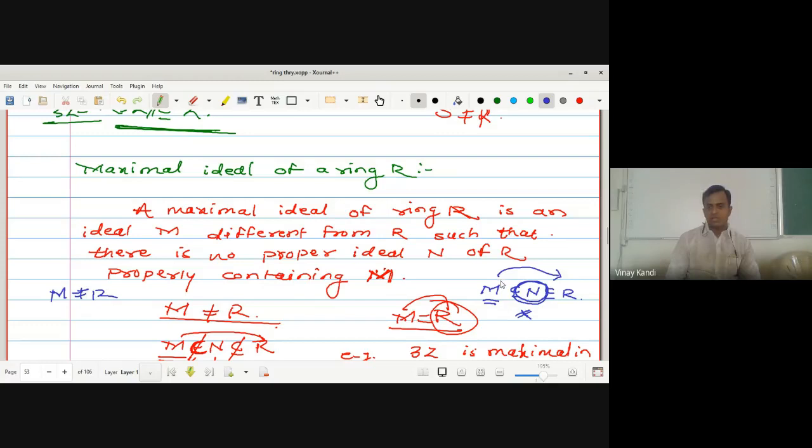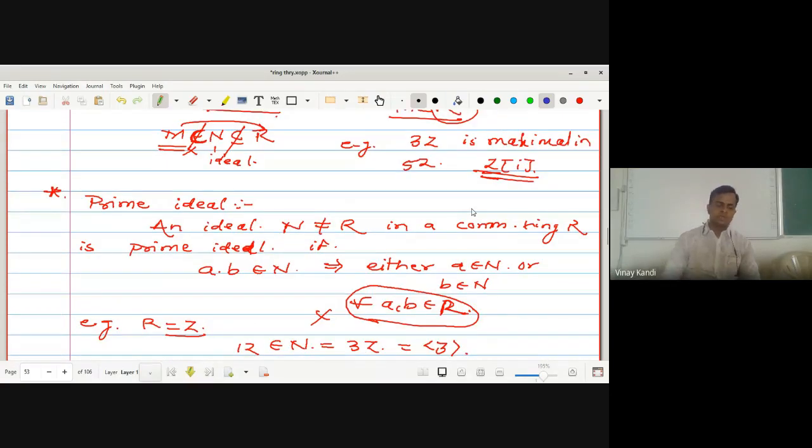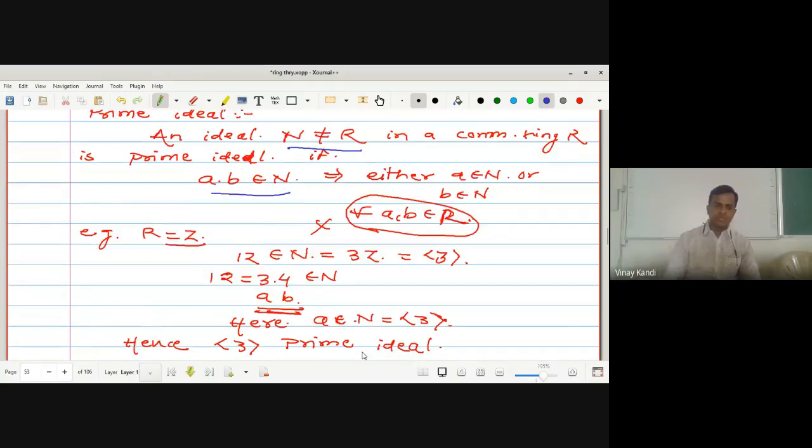Then we can say that M is the maximal ideal of R. And the next definition is the prime ideal. What is a prime ideal? An ideal N which is different from R in a commutative ring R is a prime ideal if A into B belongs to N implies either A belongs to N or B belongs to N, for all A, B in R. Okay, look here. 12 belongs to N.